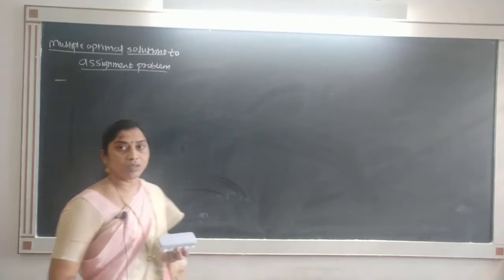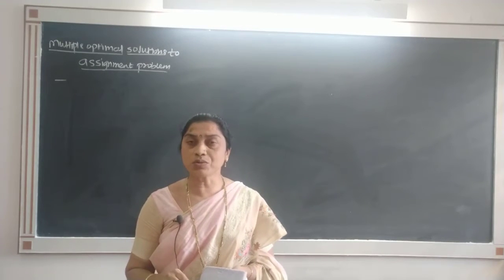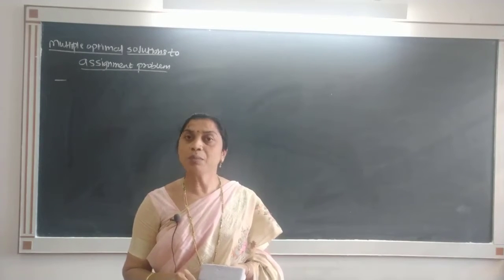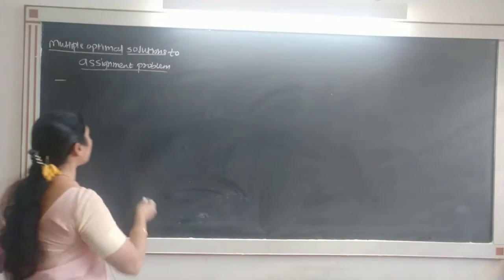When there are two or more ways to strike off the zeros in the reduced matrix, multiple or alternate optimal solution exists to the assignment problem.